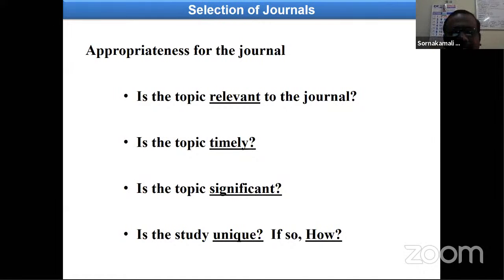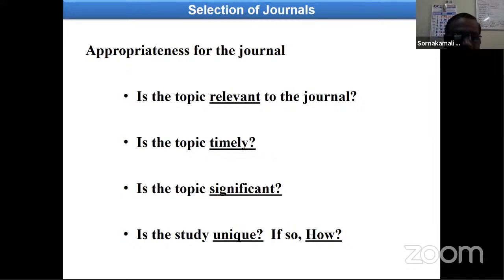Okay. Then after making the manuscript, we have to choose the journal. This topic is relevant to each journal. Each and every journal has its own aims and objectives, and its own set of readers. Based on that, you can choose the journals. Then the topic is timely, appropriate, significant, and the study is unique. Based on that, you can submit your paper to your journal.